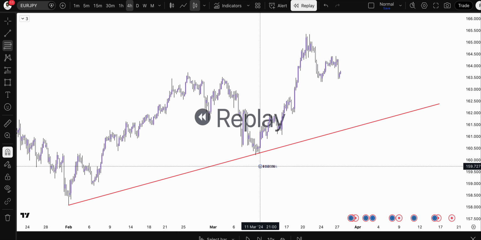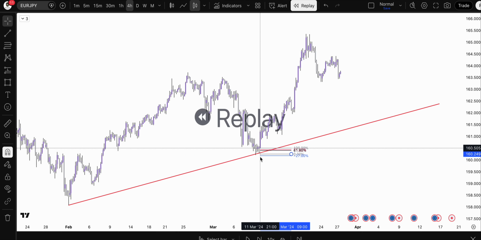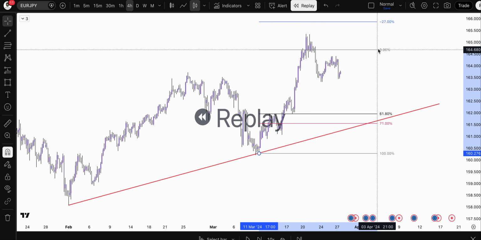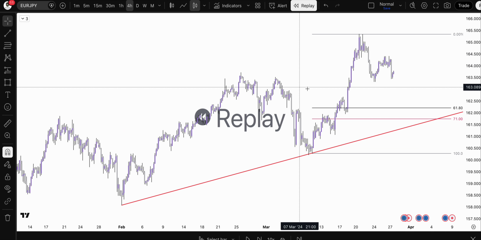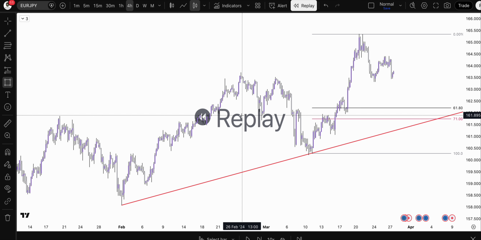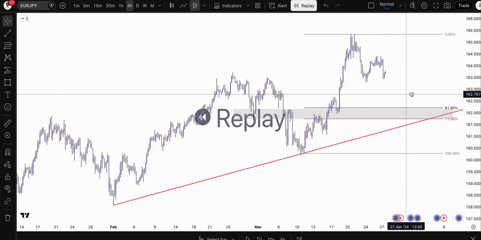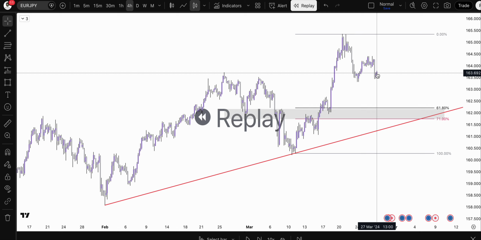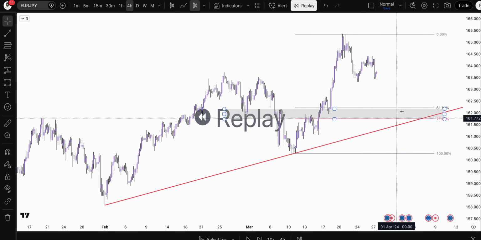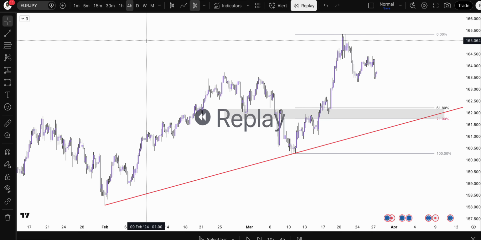So I'm just going to use a fib tool here to see if we can get another confluence. From the low up to the high, we can see that the 61.80% and our 71% line up perfectly with our trend line, and I recognize that there is a nice level of support over here as well. So you can see support over here, resistance, resistance, support, and hopefully we see price come down, reject, and then we're going to be looking for a new high to be formed.